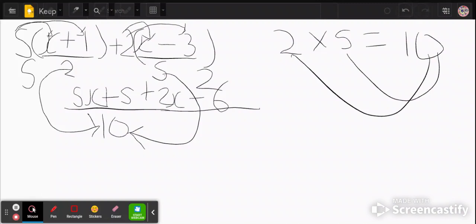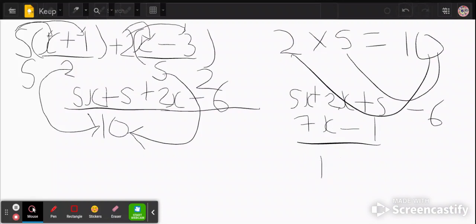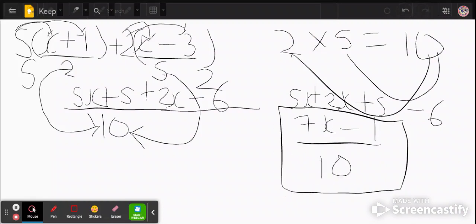So we just simply group the like terms, right? So 5x plus 2x, plus 5 minus 6. So 5x plus 2x will give us 7x. Positive 5 minus 6 will give us negative 1, right? So 7x minus 1, and we retain the denominator of 10. So therefore, this is our answer.